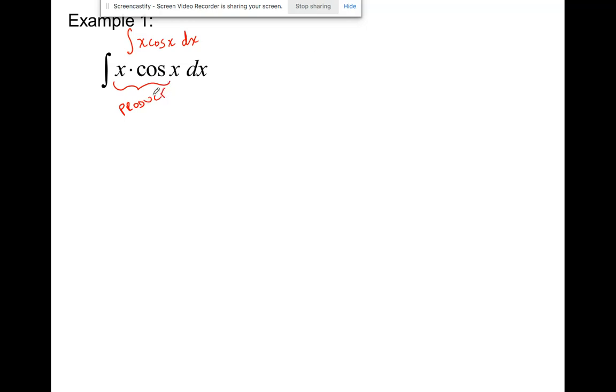Can you get yourself out of a product by algebra? No. Can you get yourself out of a product by rewriting cosine as anything? No. Can you do u substitution? What if you make cosine to the first and make u equal to cosine x? Why can't I do u substitution? Because the derivative is not in the integrand. So u substitution won't work.